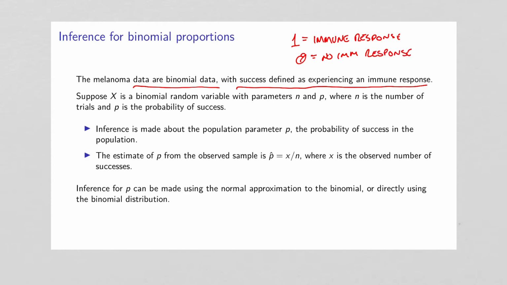Suppose X is a binomial random variable with parameters n and p, where n is the number of trials, p is the probability of success. So then the inference is made up of the population parameter, p, the probability of success in the population. The estimate for p from the observed sample is p hat, where x is the observed number of successes. So how many people did have an immune response over the total number of people? That is their p hat. And then we can estimate that to the population. It can be made using the normal approximation to the binomial or directly using the binomial distribution. Why? Because the n is large enough that we can use a normal approximation.